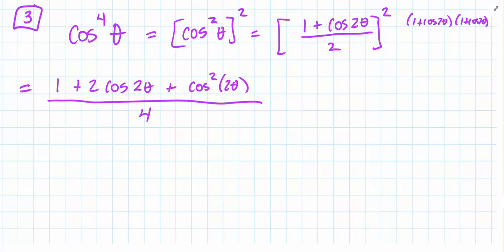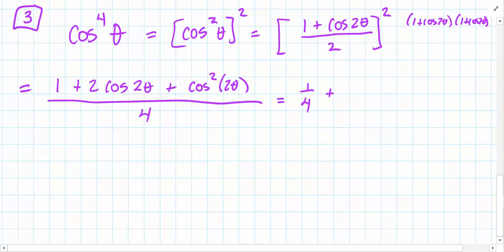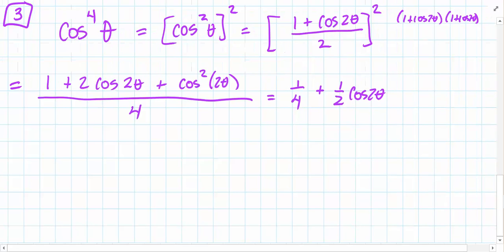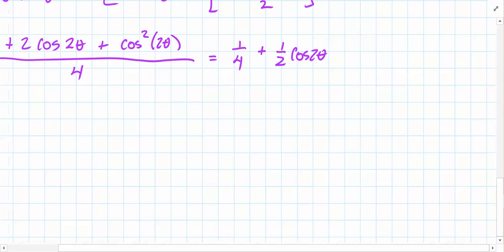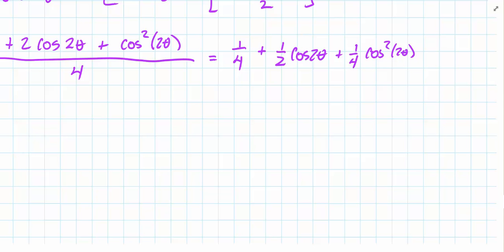Okay, so I'm going to break up this fraction. This is going to be 1/4 plus, if I do 2 cosine 2 theta divided by 4, I get 1/2 cosine 2 theta. And then I'm going to move this over so you can see. And then plus 1/4 cosine squared 2 theta. So I broke up the fraction and moved those coefficients out in front of all of my terms, okay?